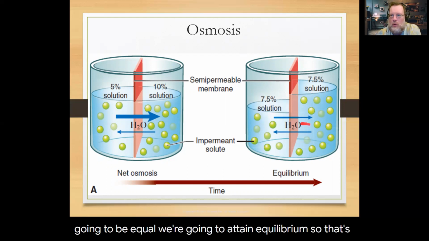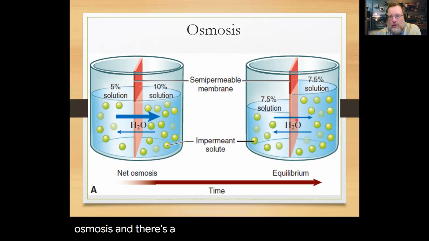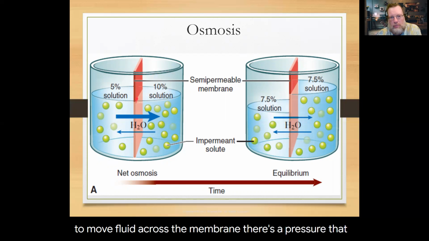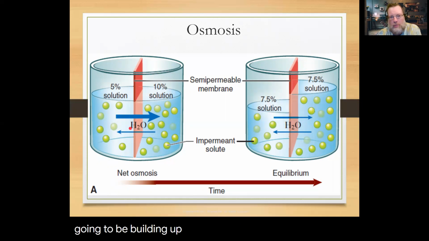So that's osmosis. And there's a pressure, because we have the inability to move the particles, but we do have the ability to move fluid across the membrane, there's a pressure that's going to be building up at this membrane. They call it osmotic pressure. That's basically how much pressure exists to dilute an area.